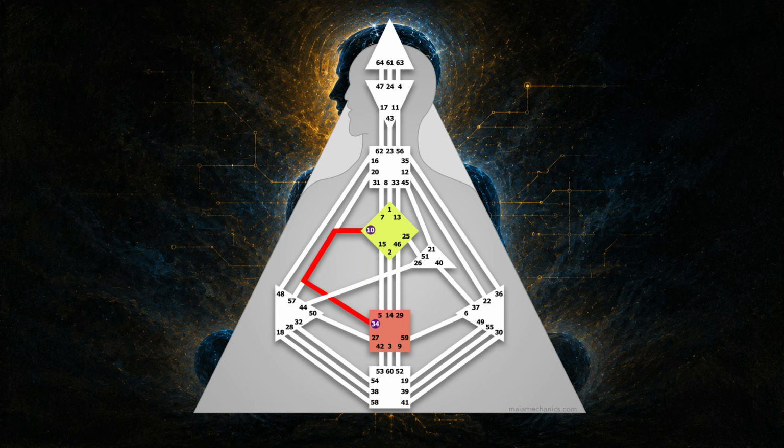The channel of exploration connects the G center to the sacral, identity to life force, self to power. Its keynote is following one's convictions. This is the channel of finding what you truly love to do, and then doing it with such authenticity that others are empowered by the example.